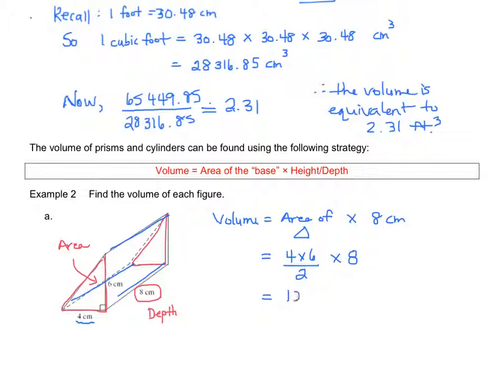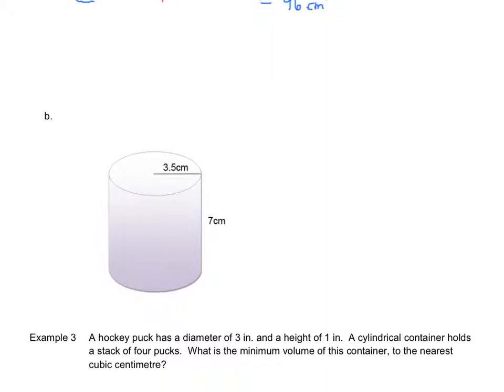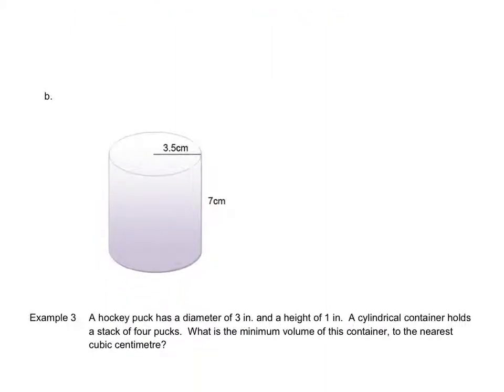So this would be 12 times 8. So the volume is 96 centimeters cubed. Okay, that concept works for cylinders as well.